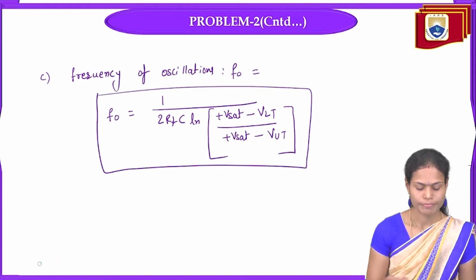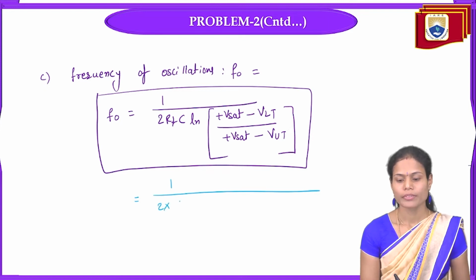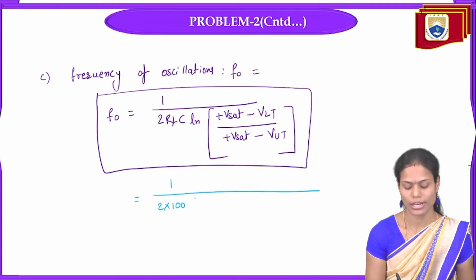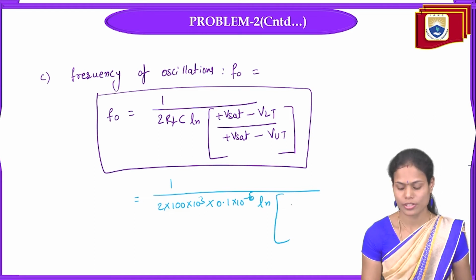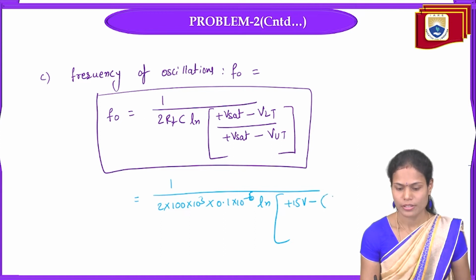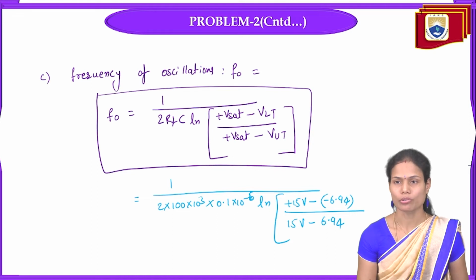To find this value, just substitute all the values in the frequency of oscillation, that is 1 by 2 into the RF value. Here the RF value is 100 kilo ohms, and the capacitance value is 0.1 microfarads. Ln of positive saturation, which is plus 15 volts, minus of minus 6.94, this is the lower threshold voltage, divided by 15 volts minus 6.94, which is the upper threshold voltage.